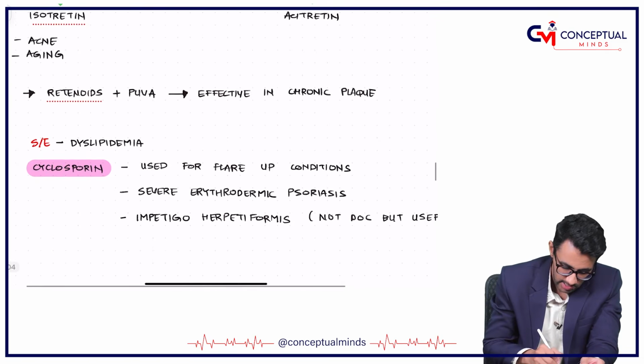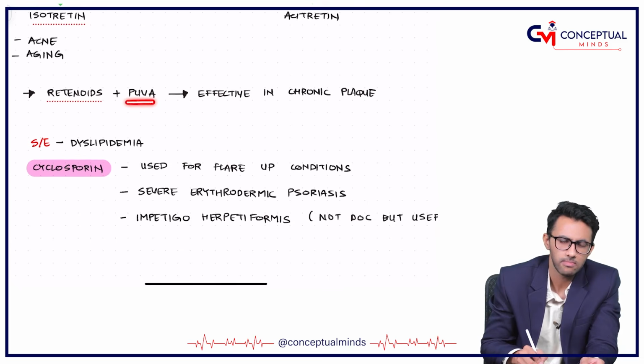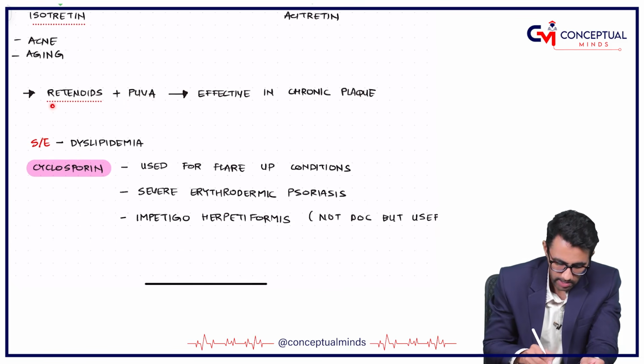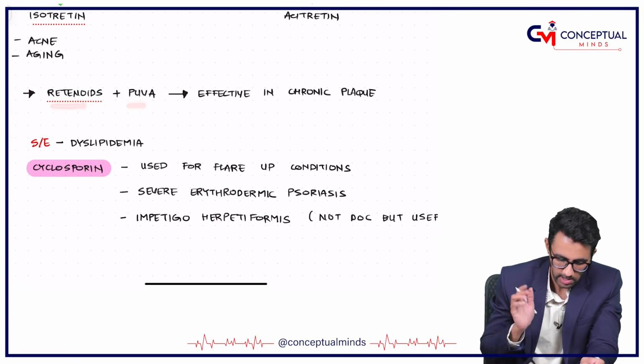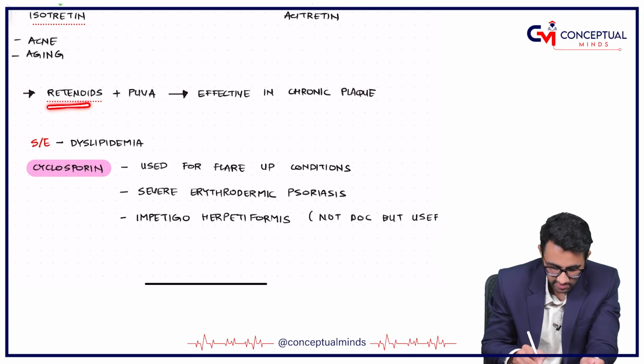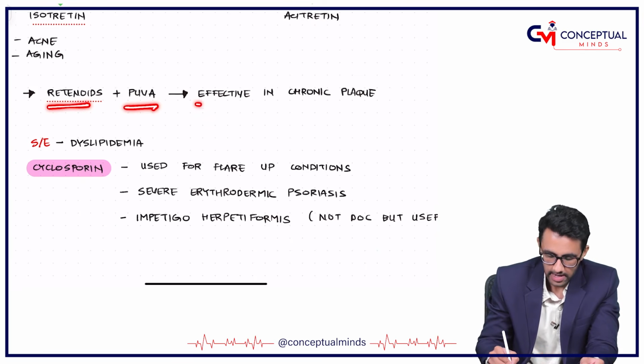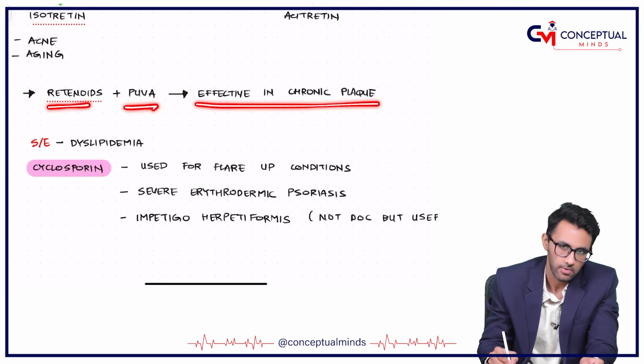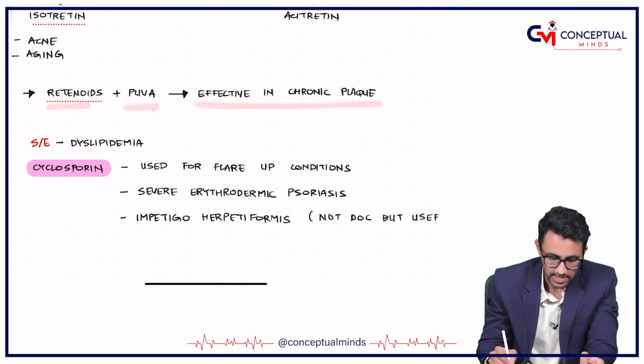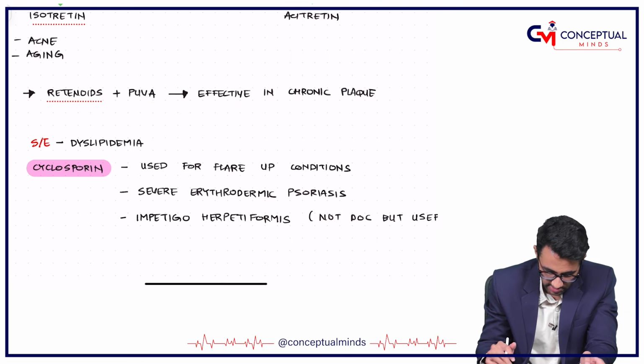Retinoids, this is one other application of PUVA, psoralen plus UVA band. We apply retinoids and we give the phototherapy. It is very effective in chronic plaque psoriasis. All right, that is one thing.